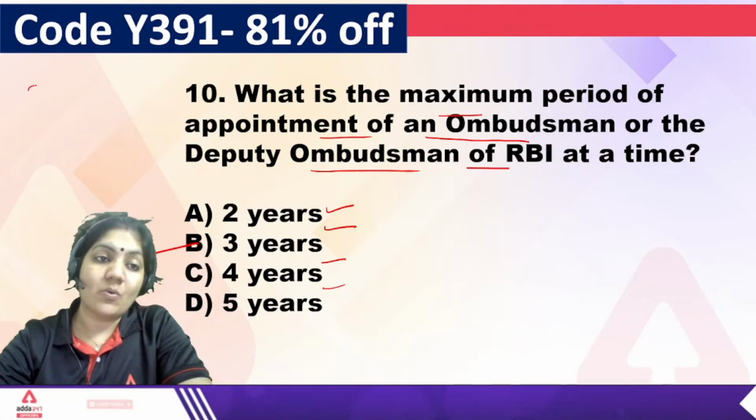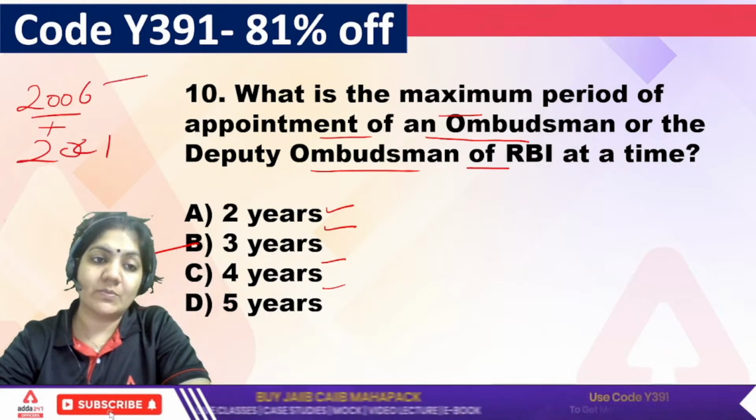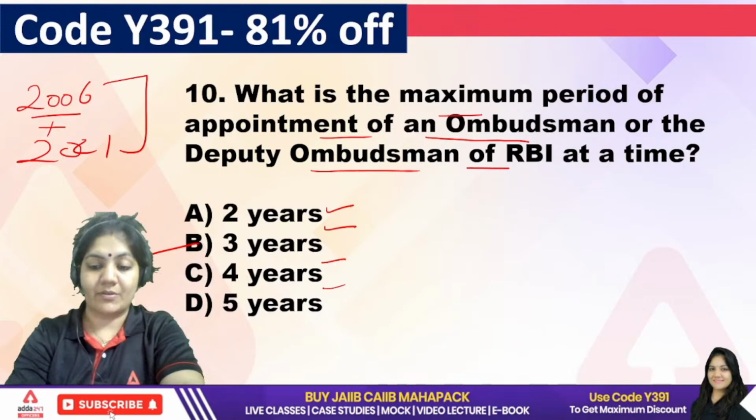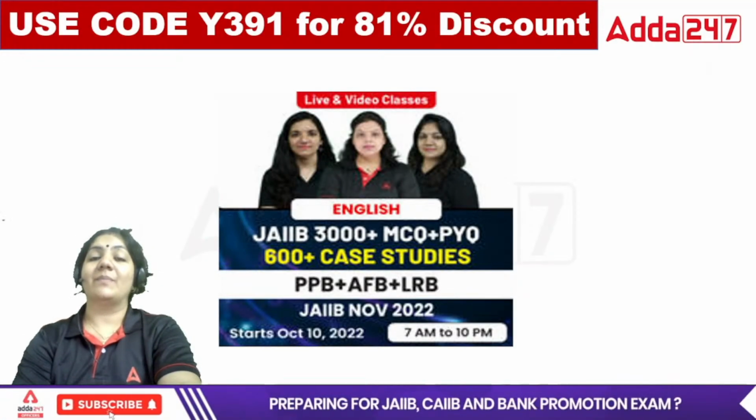So class, you have to read the 2006 scheme also and the 2021 scheme also, because both are important. Okay class. So that's all for today's class. Hope you people like the banking ombudsman scheme.